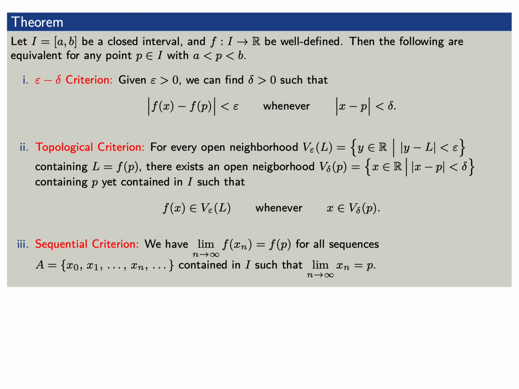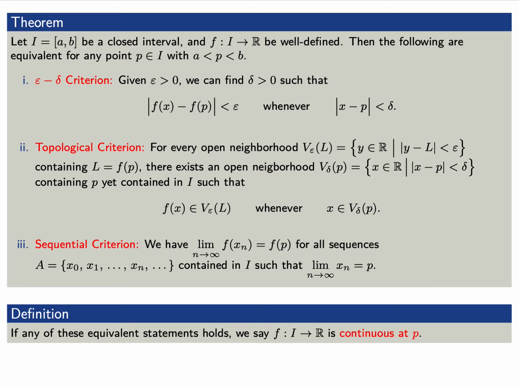Next, we have the topological criterion. This says for any open neighborhood V sub epsilon of L containing L, which is defined as f of p, there exists an open neighborhood V sub delta of p contained in our closed interval I, such that f of x is an element of V sub epsilon of L whenever x is an element of V sub delta of p. Third, we have the sequential criterion. This says that the limit as n increases without bound of f of x sub n equals f of p for all sequences A containing x sub n, such that x sub n is an element of our closed interval I, and the limit as n increases without bound of x sub n equals p.